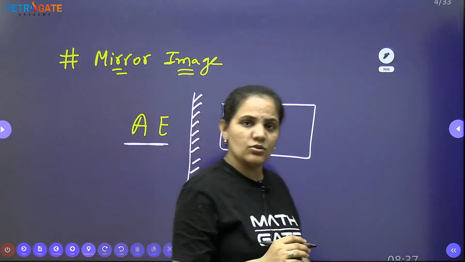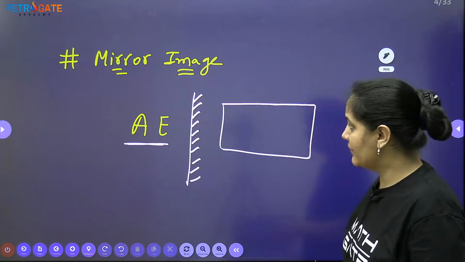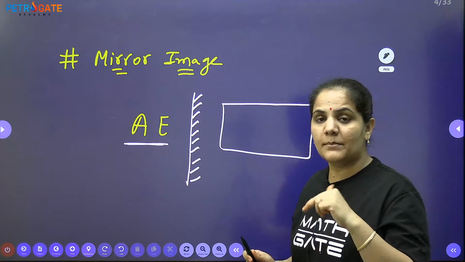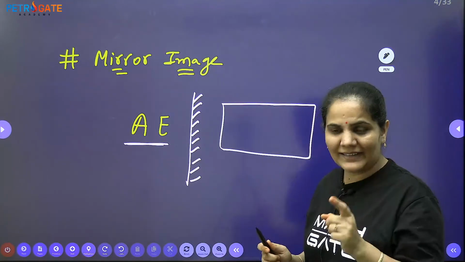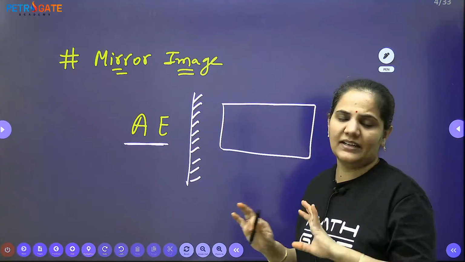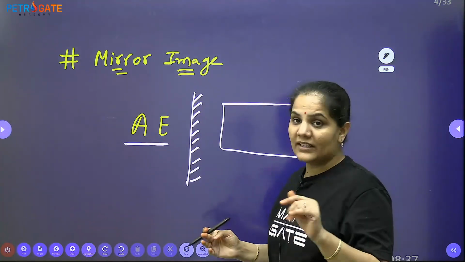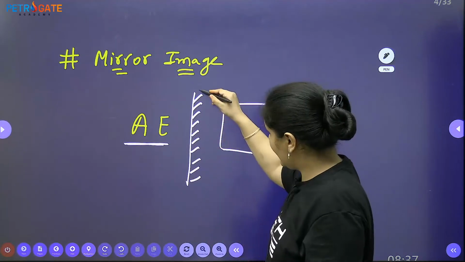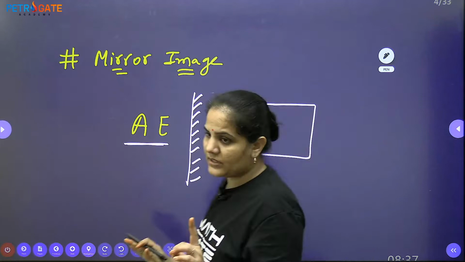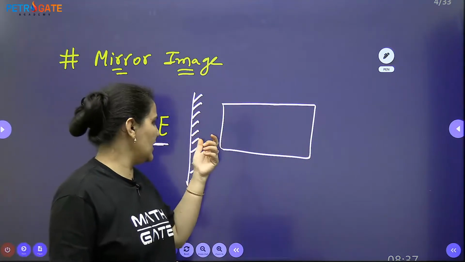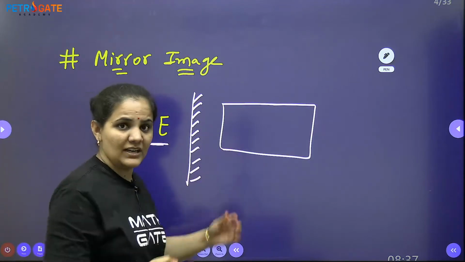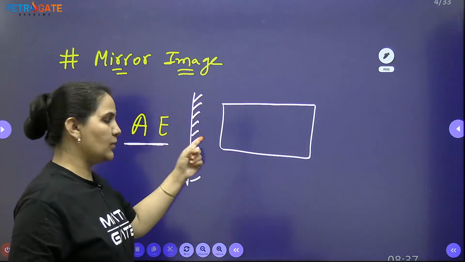So suppose I have to find out the mirror image of this one. It should be clear in your mind: whenever we have to find the mirror image of any letter, word, number, or figure, the mirror is always placed in between here only. Now one more thing: the mirror is put on the right side of mine, which is the right side of yours and the left side of mine. So the mirror is always put here.